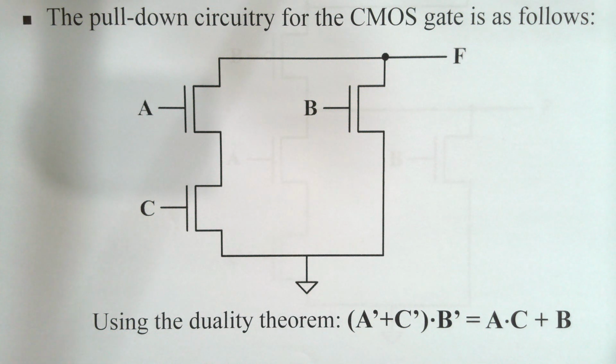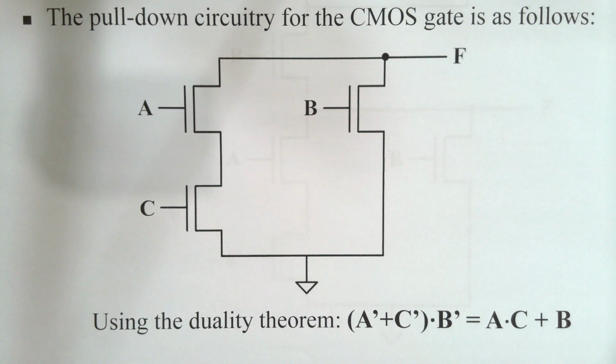If there is no pull-down circuit, then output F will never be logic 0, and in those cases it will be undefined. Likewise, if there's no pull-up circuit, then output F will never be connected to VCC. It will never be logic 1, and therefore it will be undefined in those cases when it was supposed to be logic 1.